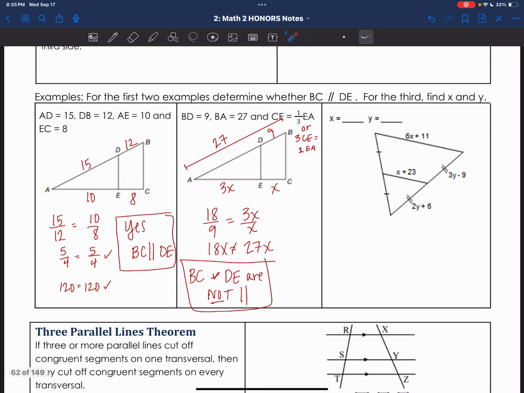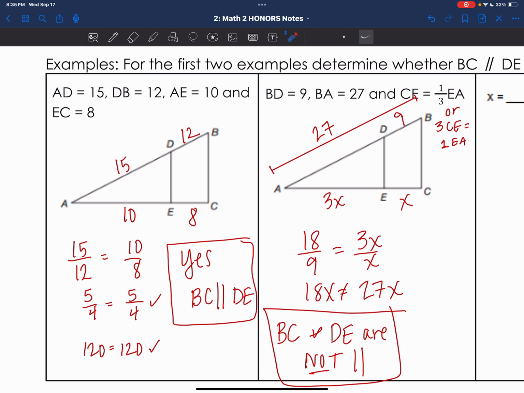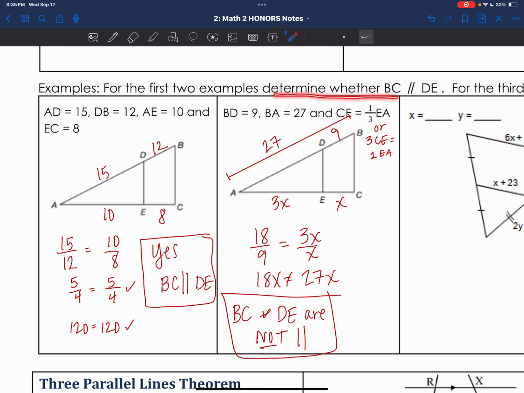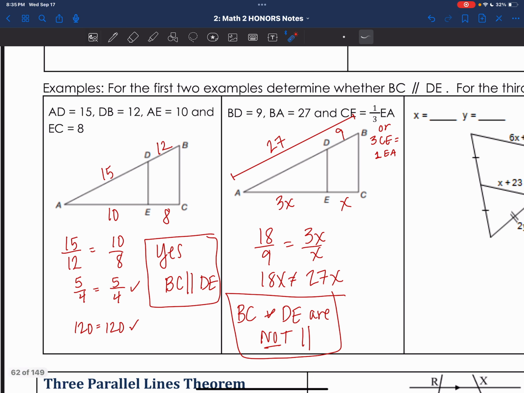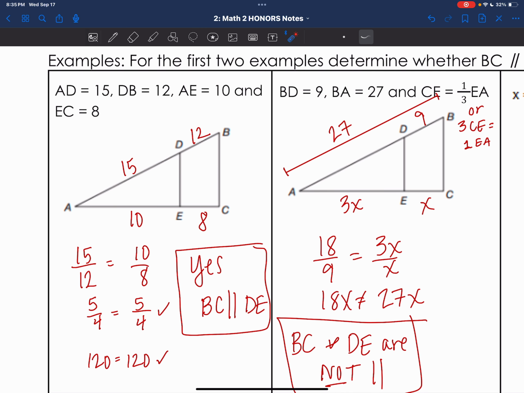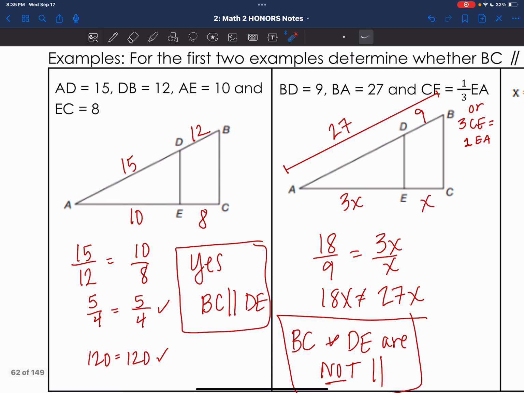So let's go ahead here, and we're going to determine whether BC is parallel to DE. And then it says for the third, find x and y. So let's look here, let's label our parts: AD, DB, AE, and EC. So again, we want to know, are those parallel?